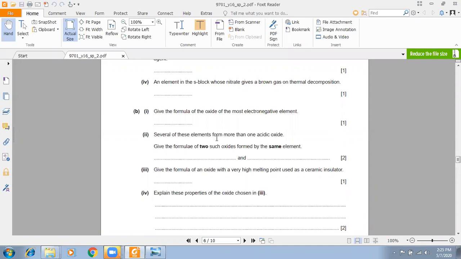Several of these elements form more than one acidic oxide. So you know that non-metals form acidic oxides and metals form basic oxides in general, right? So give the formula of two such oxides formed by the same element. So we can think about sulfur dioxide and sulfur trioxide. We can also think about nitrogen dioxide, nitrogen trioxide, right?